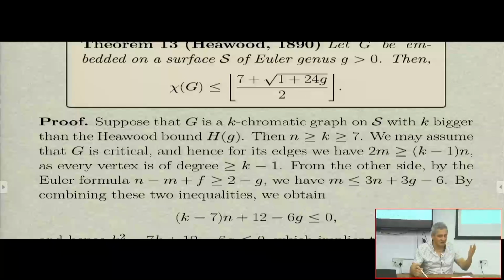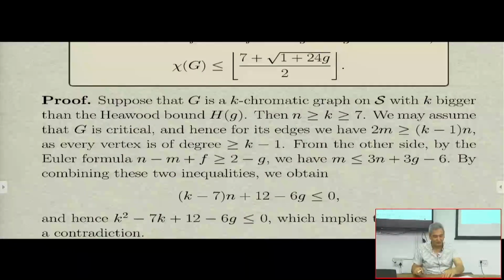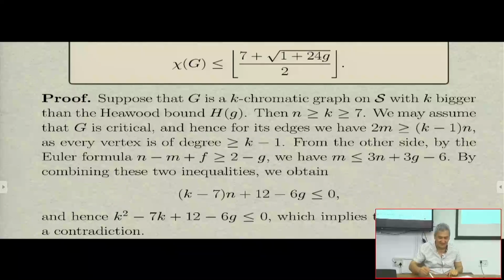It's a famous theorem of Heawood. But if you plug in g equals 0 here, you get 4, which is also the value for the plane, but we should prove the 4-color theorem differently. This is not okay. And we will see why not.